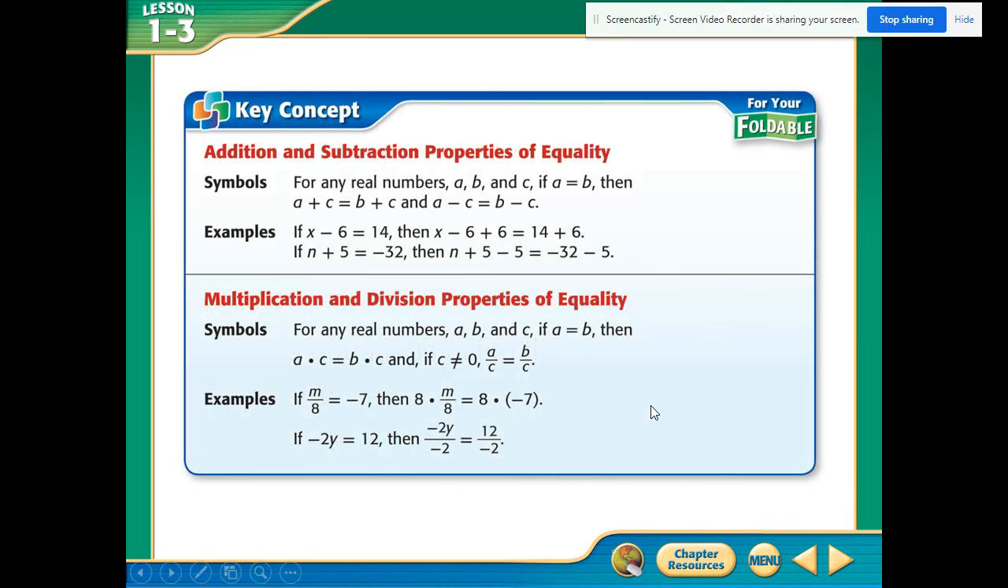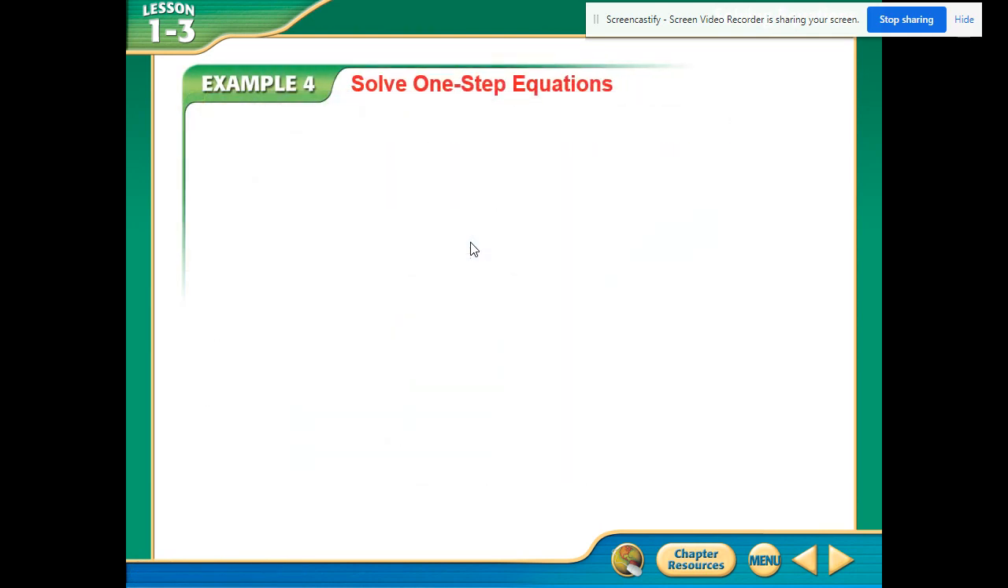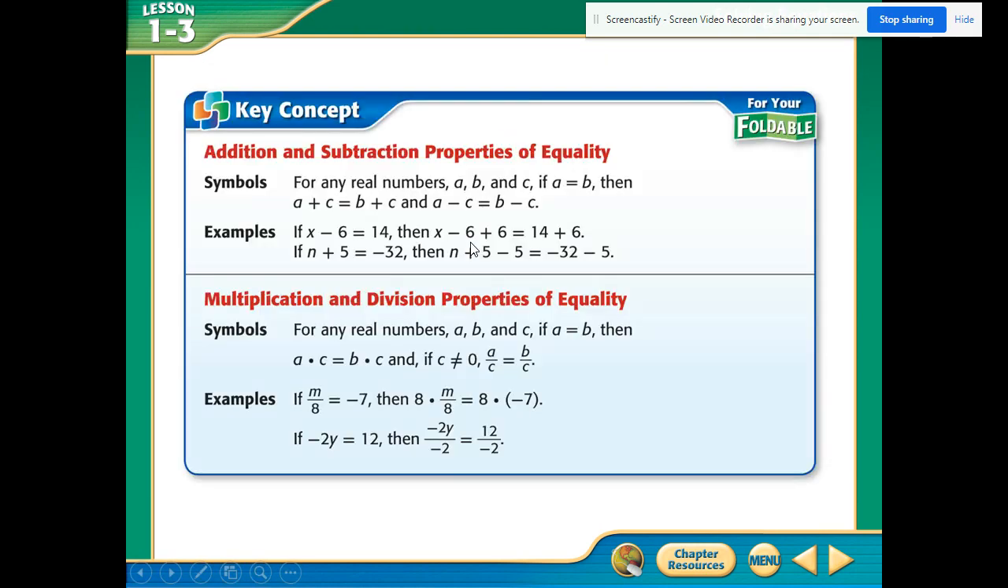What are those properties of equality? Well, they're here. Now we don't really need to write these all down, but what you basically need to know, I can sum it up really easily. Anything you do to one side, you have to do to the other. So if I add to one side, I have to add to the other. If I subtract, I have to subtract.